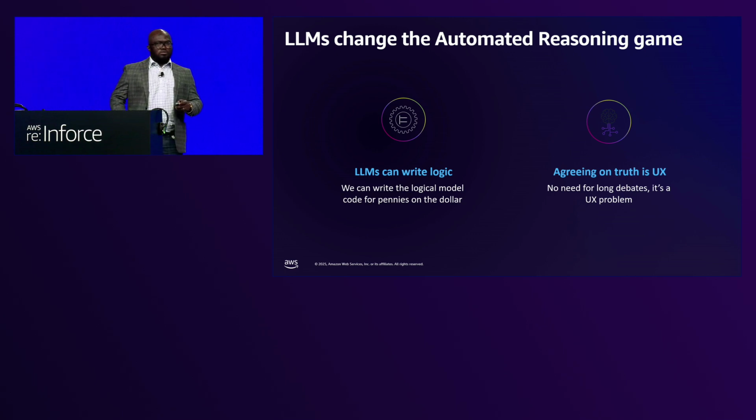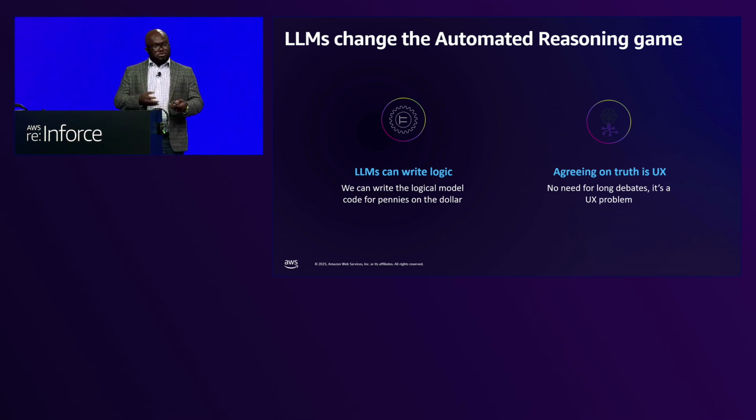So historically, when you're trying to use automated reasoning for your systems, you get a bunch of logicians, and you take maybe a document, information, or code, and they go through the document and actually write the logical representation of that. One of the things that we've seen is that LLMs have actually changed the game, because you can write logical models for pennies on the dollar, so much faster. And agreeing on truth is a UX problem.